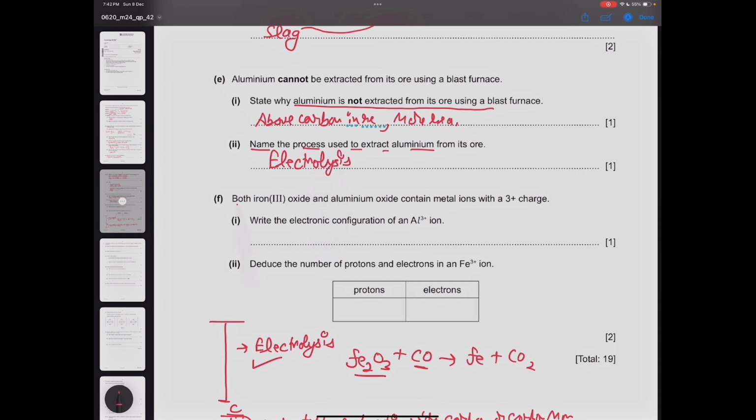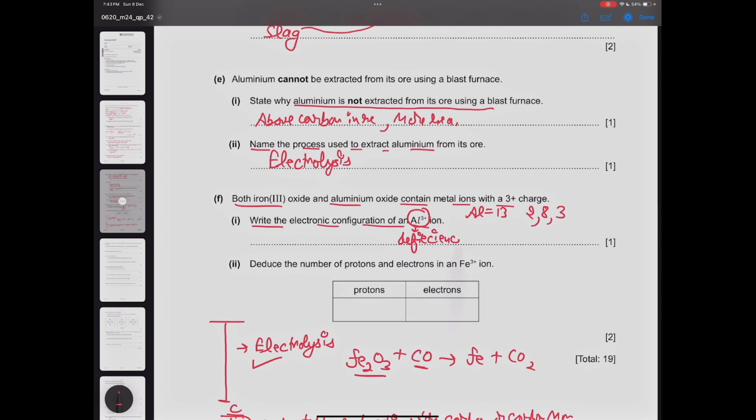Both iron 3 oxide and aluminium oxide contain metal ions with plus 3 charge. Write the electronic configuration of the Al3 plus ion. Now, this might look a bit confusing to some of you. Let's go through the basics. We know the configuration of aluminium, right? What is the atomic number of aluminium? 13. So, the configuration should be 2, 8, 3. Right? Now, I want you to remember that positive charge means deficiency of electrons.